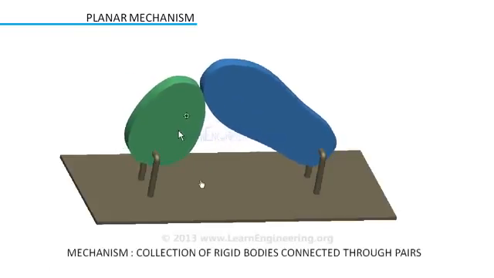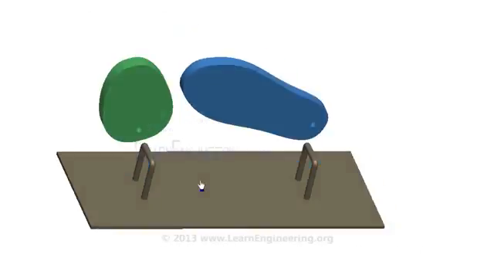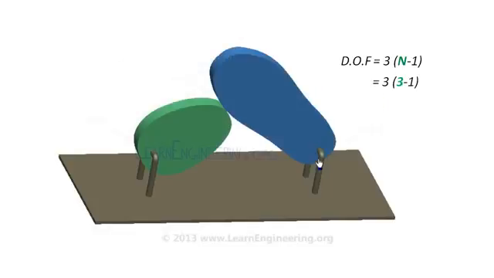If the system were not connected like this, then each link, except the ground, would have 3 degrees of freedom. So total degrees of freedom, or mobility, is 3 into n-1. N represents total number of links, in this case 3. But when we connect it together, through pairs, links will not have the same 3 degrees of freedom.